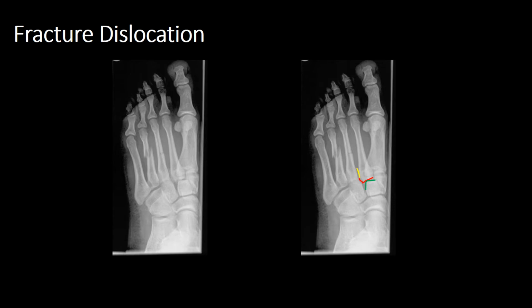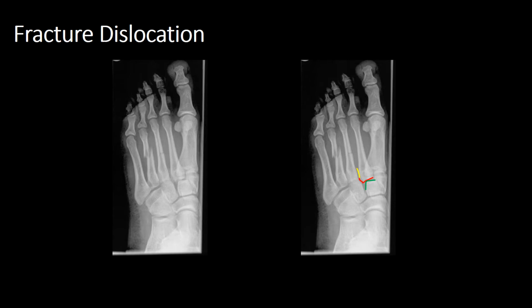So we can quite clearly see that on an oblique view, the lateral margin of the second metatarsal should align with the lateral margin of the intermediate cuneiform. And we can quite clearly see that there is malalignment here. So this is actually a Lisfranc fracture dislocation.